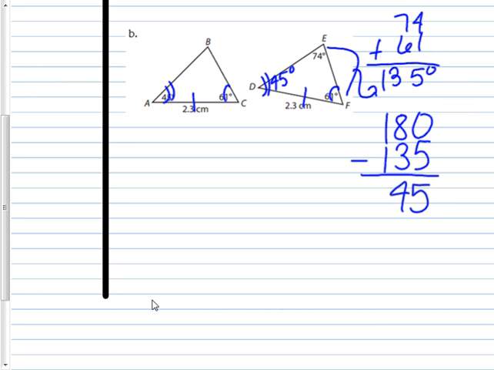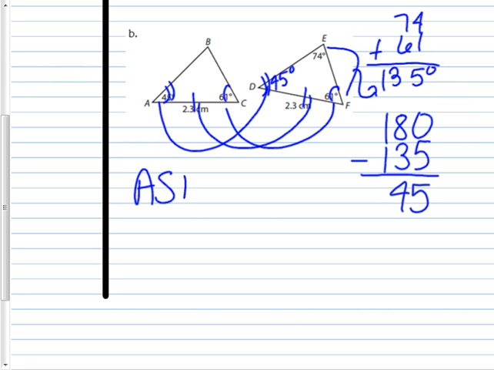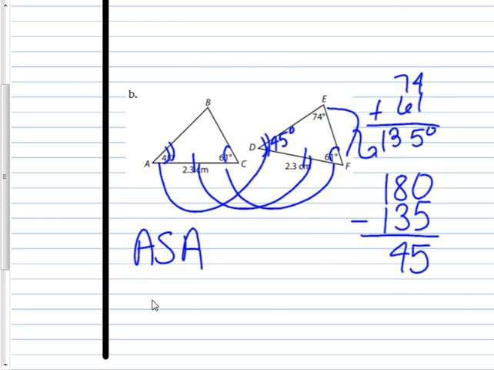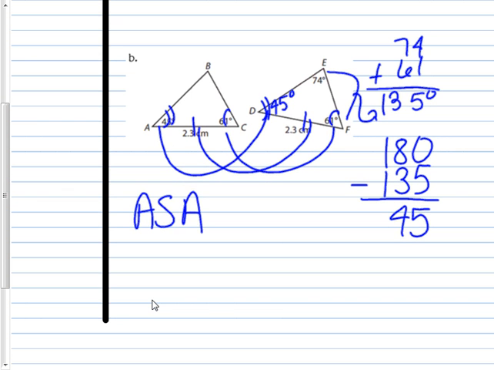So I have an angle congruent to an angle, a side congruent to a side, and an angle congruent to an angle. A, S, A. Angle, side, angle. So by that triangle congruence theorem, yes, they are congruent. Okay, so you would actually say yes, A, S, A. Should put the word yes first.